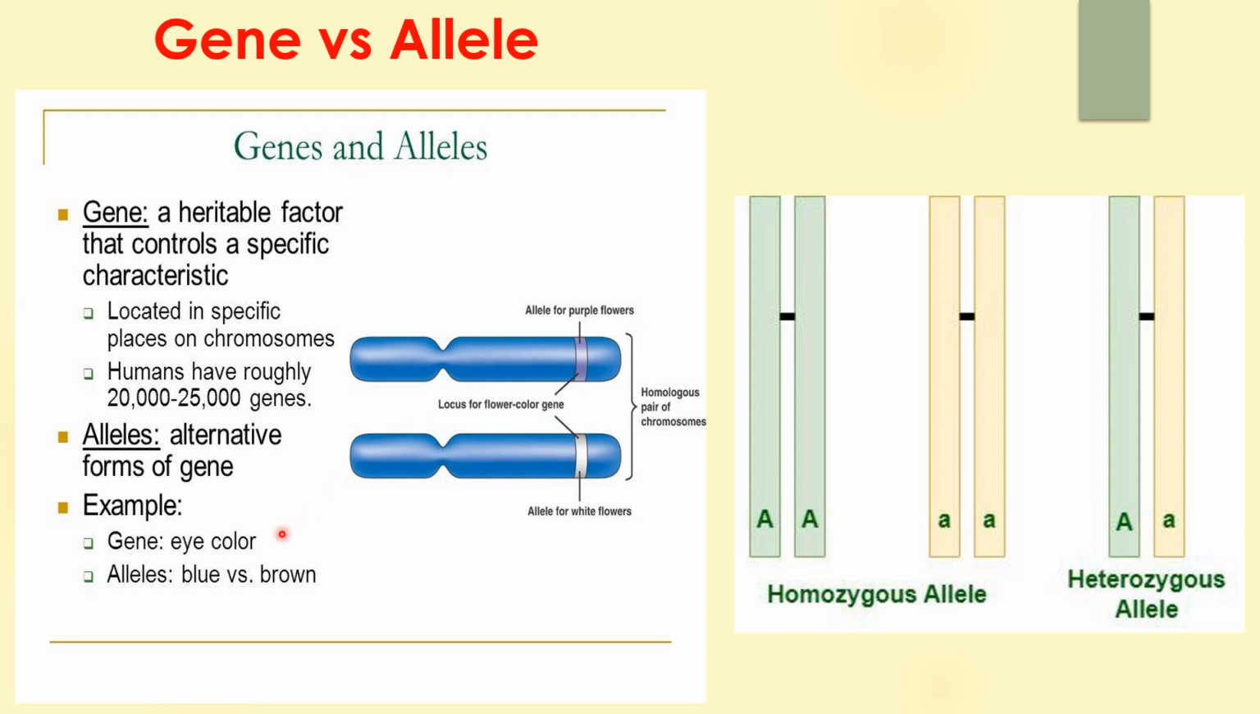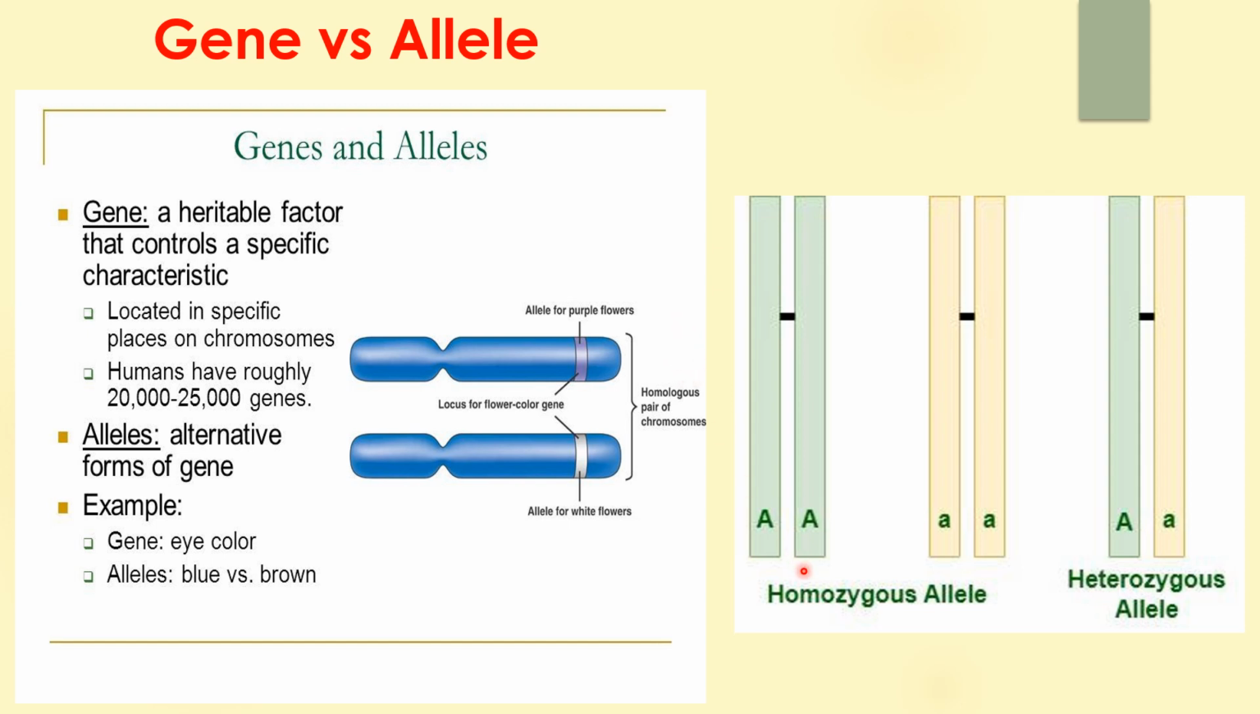Just remember, gene means the overall trait. Purple or white is the allele. That is, the allele for purple color flower or the allele for white color flower. But gene means what is responsible for the color of the flower overall.